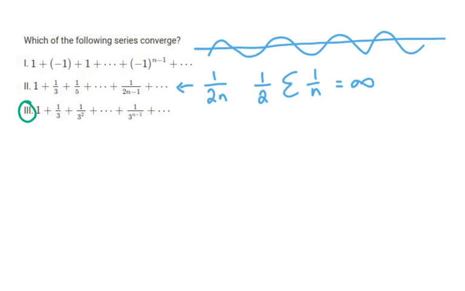So this is one of those few cases where it's not going to be going towards positive or negative infinity like this, but it's also not going to converge. It's not going to zero in on an individual number. And so this one also does not converge. And so then the only answer is 3.